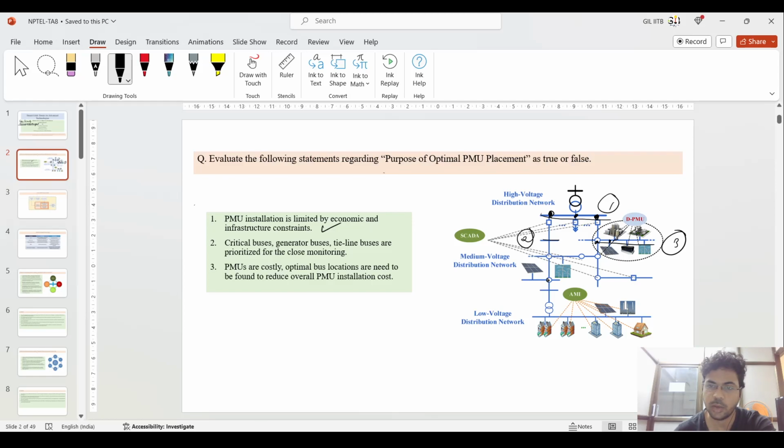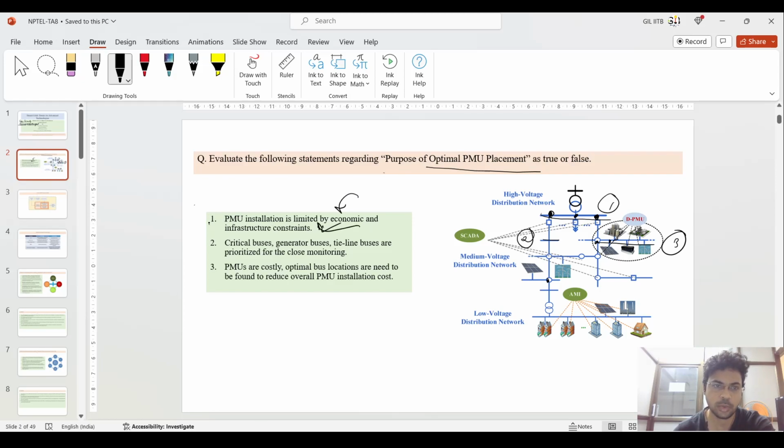So you have to make a certain algorithm and see what are the optimal places where the PMU can fit, and it collects the data during the disturbances and the healthy condition itself. So this is the major important part of this PMU: optimal PMU placement.